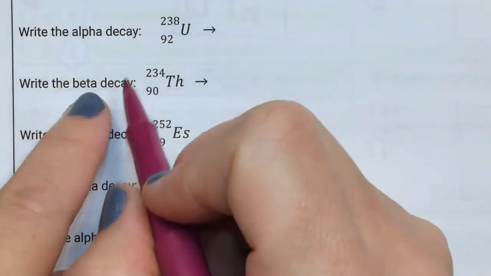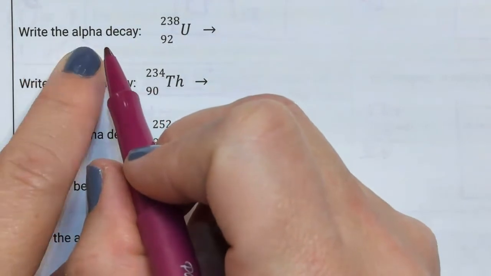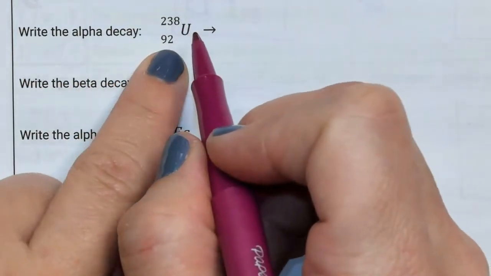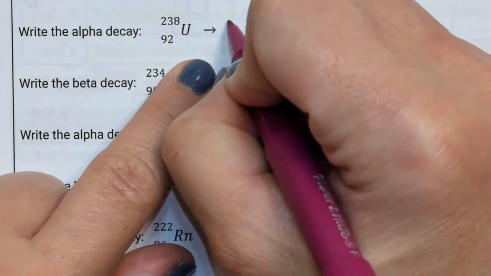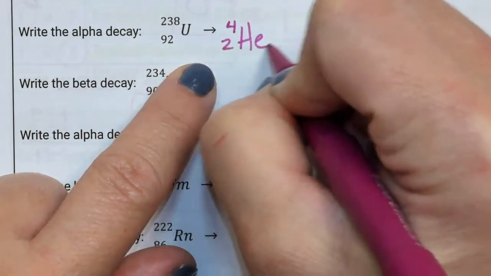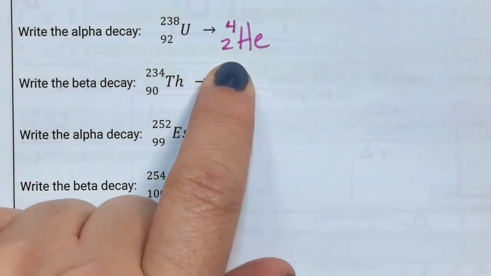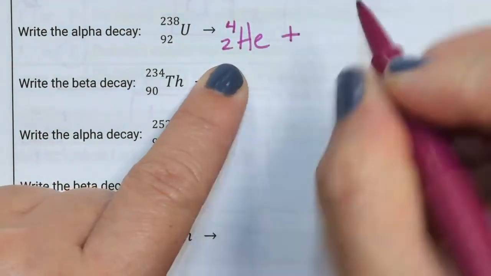Okay, how to write an alpha and a beta decay. Here's one example of each. Write the alpha decay of this. The alpha particle is a 4 over 2 helium, so you do need to memorize that. Then, what do we have?